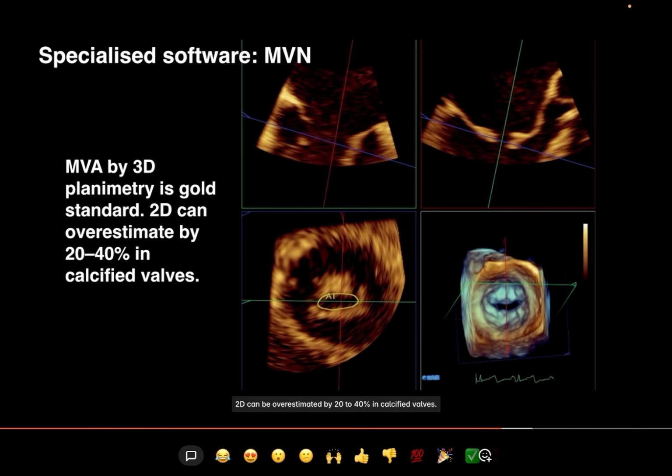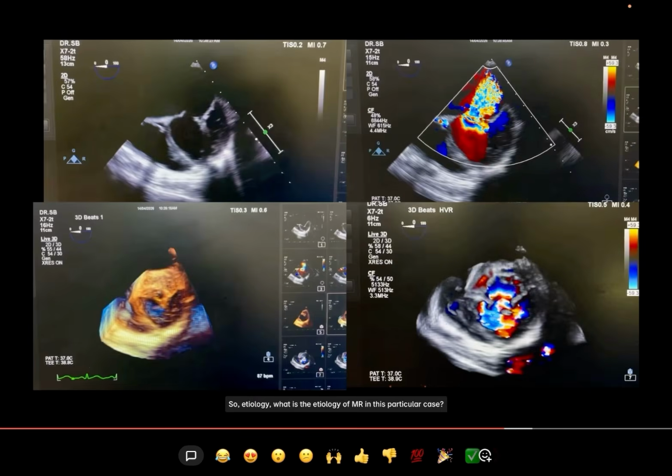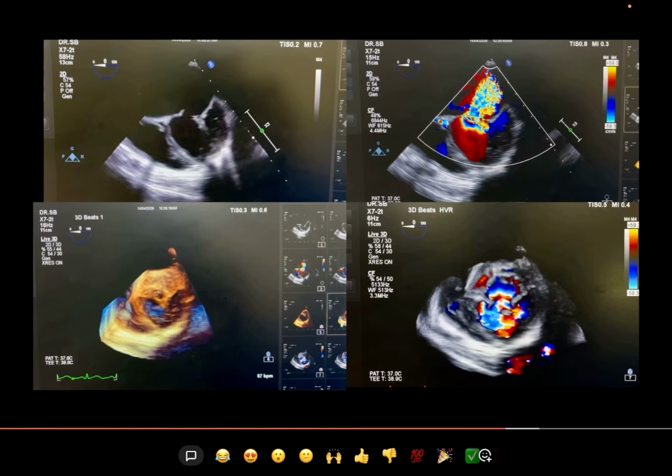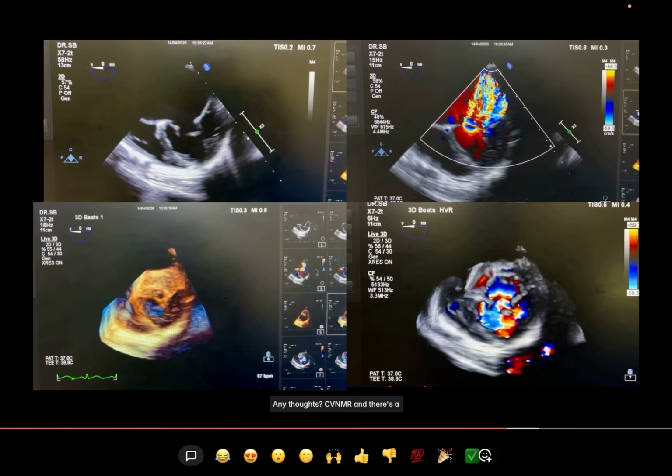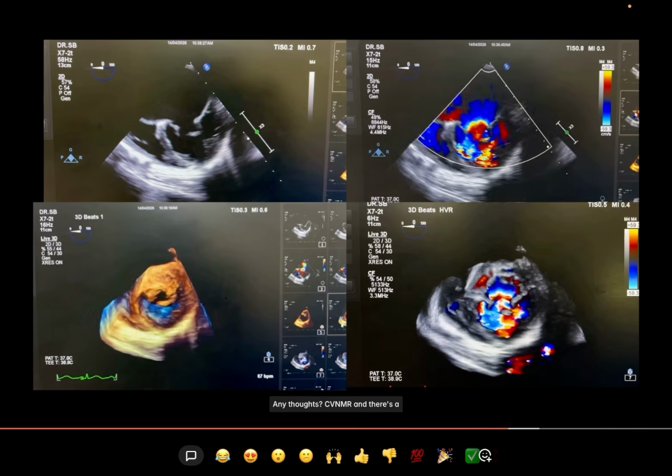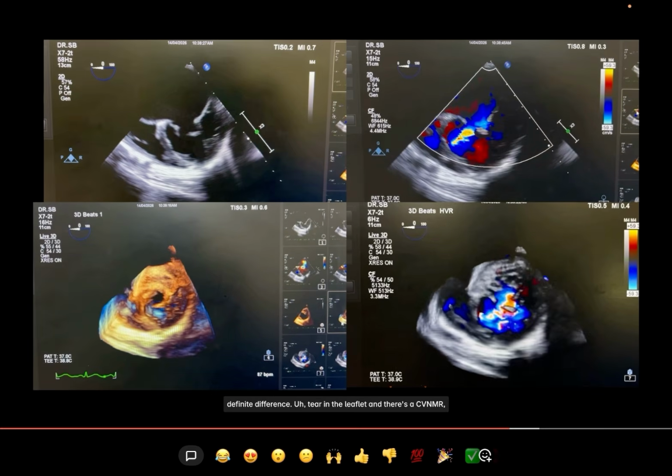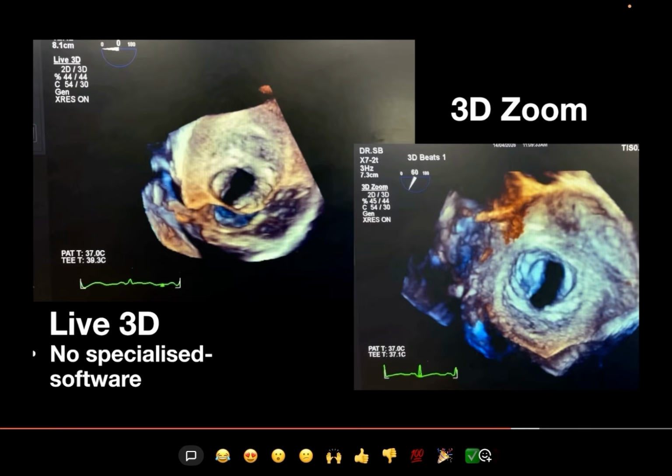2D can be overestimated by 20 to 40% in calcified valves. So what is the etiology of MR in this particular case? Any thoughts? Severe MR, and there's a definite tear in the leaflet.